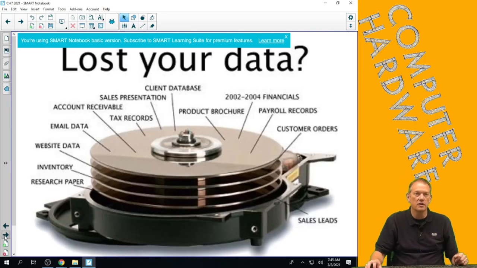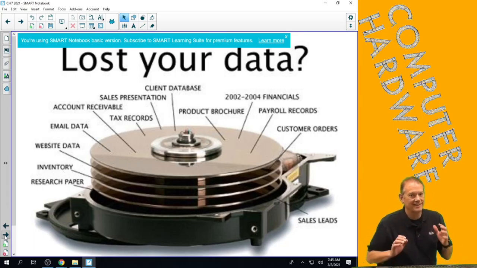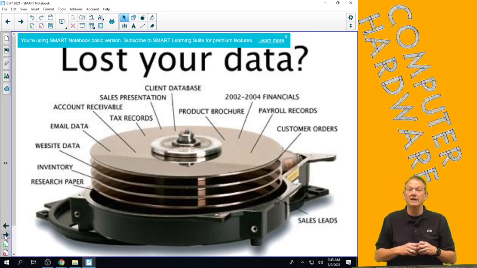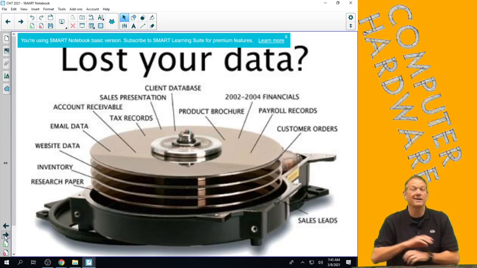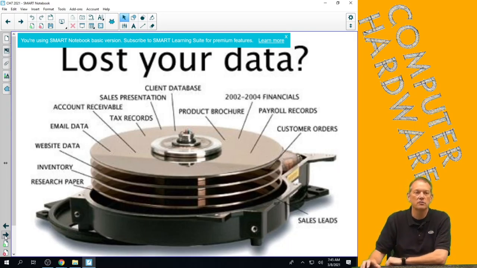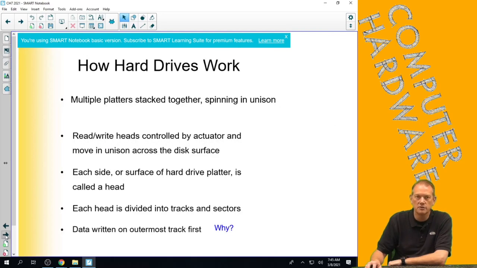So let's get started. First of all, it's important to understand that your data could be anywhere on a traditional hard drive. It's scattered all over the place, and we're going to talk about how to unscatter it. But in general, most people's drives are pretty fragmented, or the data is all over the drive.